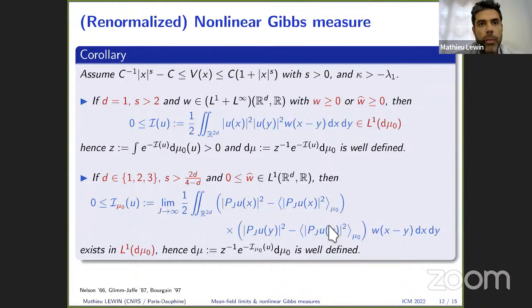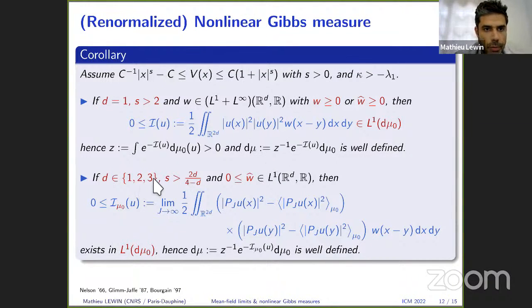So how do we define the renormalized, now the nonlinear Gibbs measure? So we have to add this quartic term. In one dimension, it's pretty easy. Because of the properties of the Gaussian measure, you know that the interaction energy is finite, mu zero almost surely, and it's actually in L1 if you put good conditions on W. I'm going to assume either that W is positive or has a positive Fourier transform so that this has a sign. And then it's very easy to see that mu is well defined.